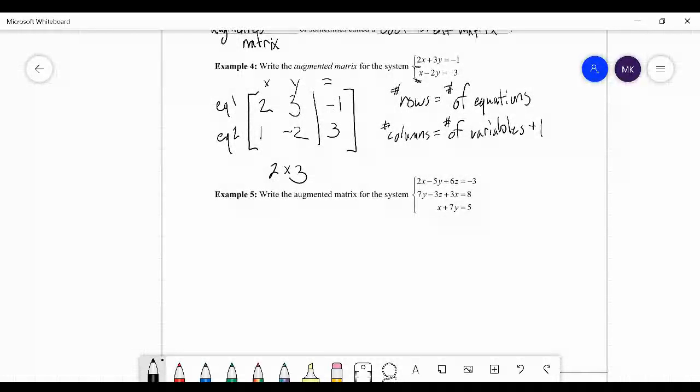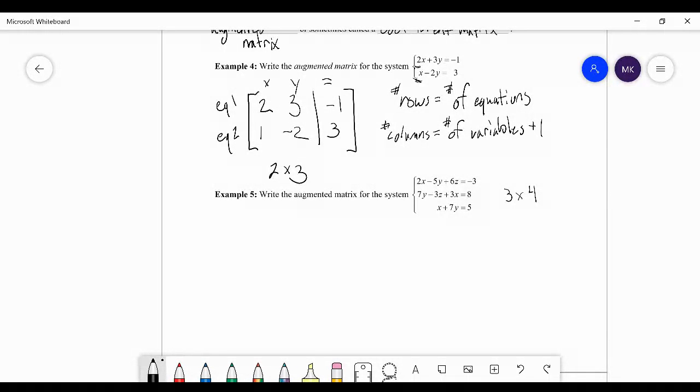So like this next one, we can look at this and see I have 3 equations. So the dimensions of my matrix are going to be 3 by, and I have variables x, y, and z. So I have 3 variables plus 1 is 4. So this augmented matrix will be a 3 by 4 matrix. That's pretty cool. Okay.